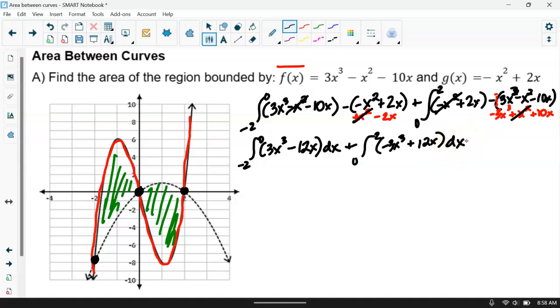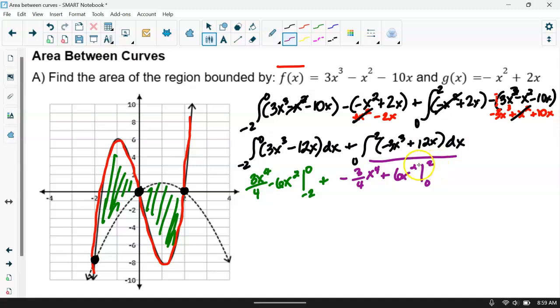So now, just like before, we're going to find the integral, but keep in mind there are two separate sections here. So here, our integral is 3x to the fourth divided by 4 minus 6x squared from -2 to 0. Then we're going to add to that the next integral here from 0 to 2, which is -3/4 x to the fourth plus 6x squared from 0 to 2.